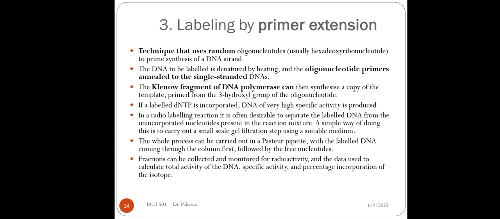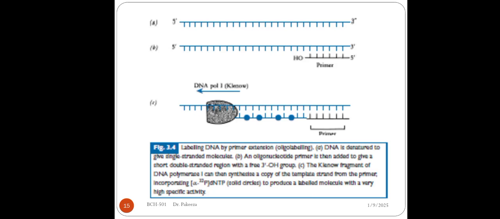The third technique is labeling by primer extension, and I consider it one of the very easy techniques. It is very clear from this slide that at first we will take the DNA, we will increase the temperature and turn it into single-stranded DNA, and after that we will make use of a primer to hybridize with this single-stranded DNA. Once hybridized, this primer will ultimately be extended via DNA polymerase.